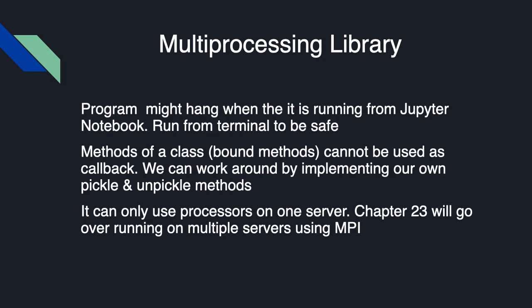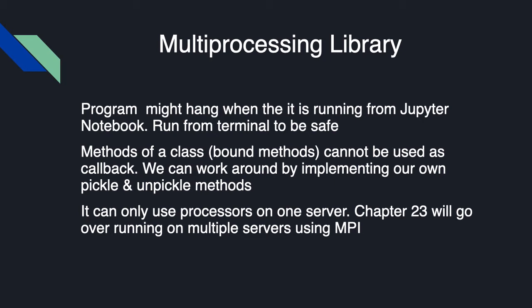And with some research, I found out the safest way to run a program using the multiprocessing library is from the terminal. And second, methods of a class, which are called bound methods, cannot be used as callbacks in the multiprocessing library. There is a workaround if we implement our own pickle and unpickle methods, but it's more complicated. And pickle and unpickle is a way to serialize and deserialize Python objects between different processors.